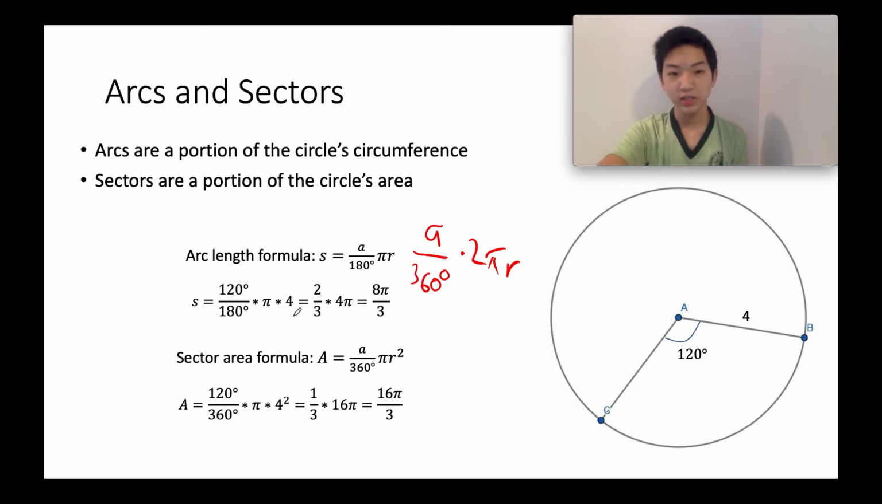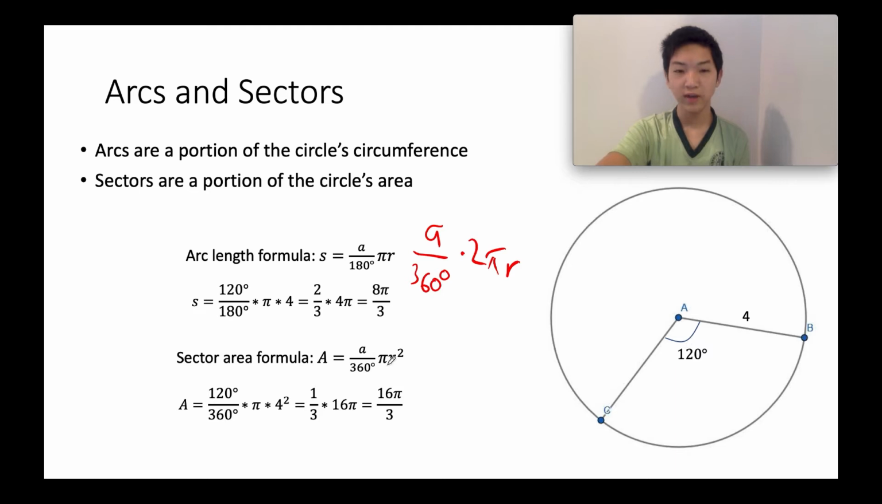So in this case, using this formula, we would plug it in: 120 degrees divided by 180 degrees times pi times 4 equals 2/3 times 4 pi, which is equal to 8 pi over 3.